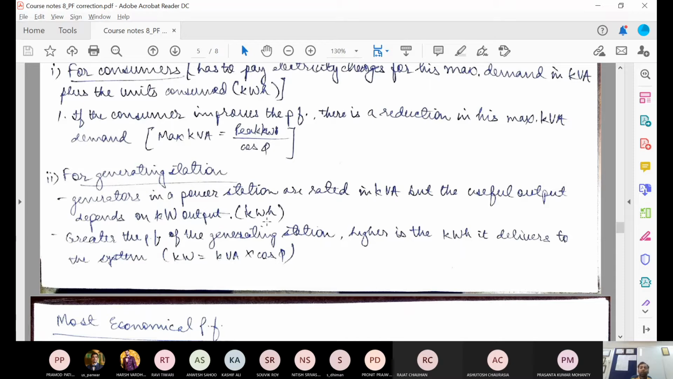Now we'll look at two particular cases, two special cases you can say, related to the analysis of power factor improvement.